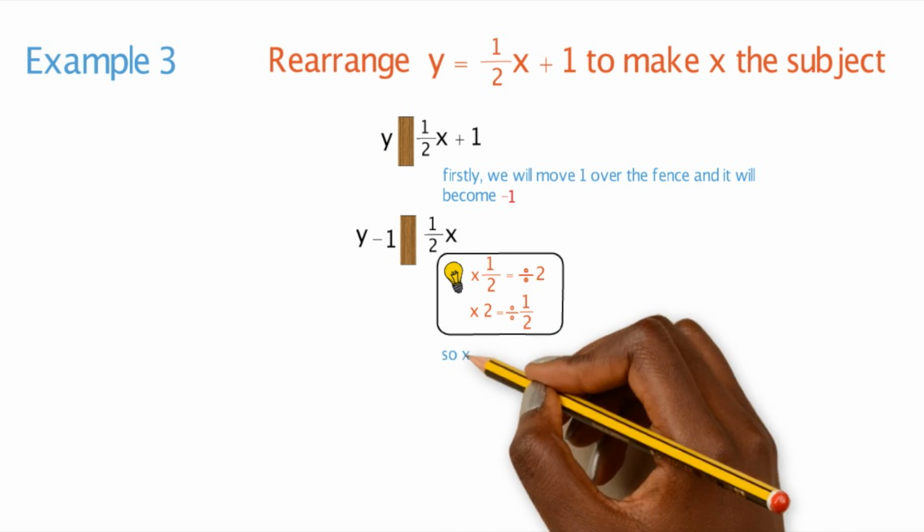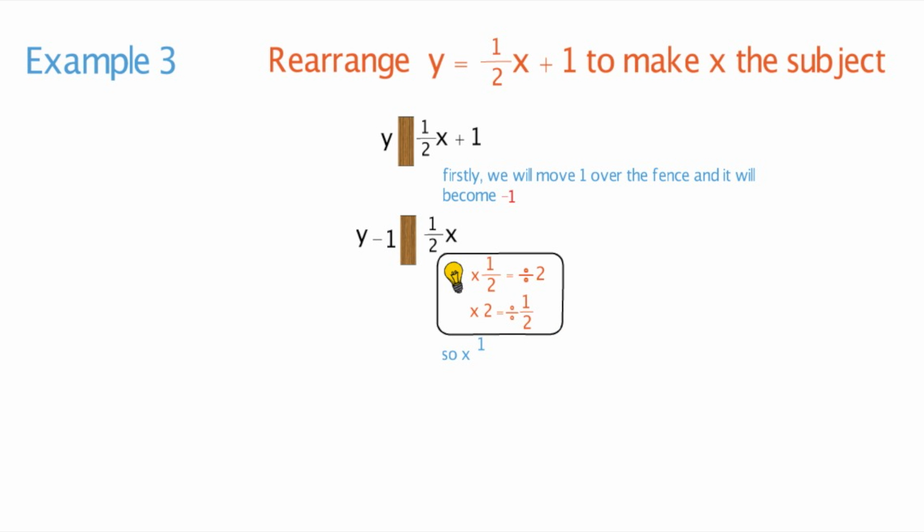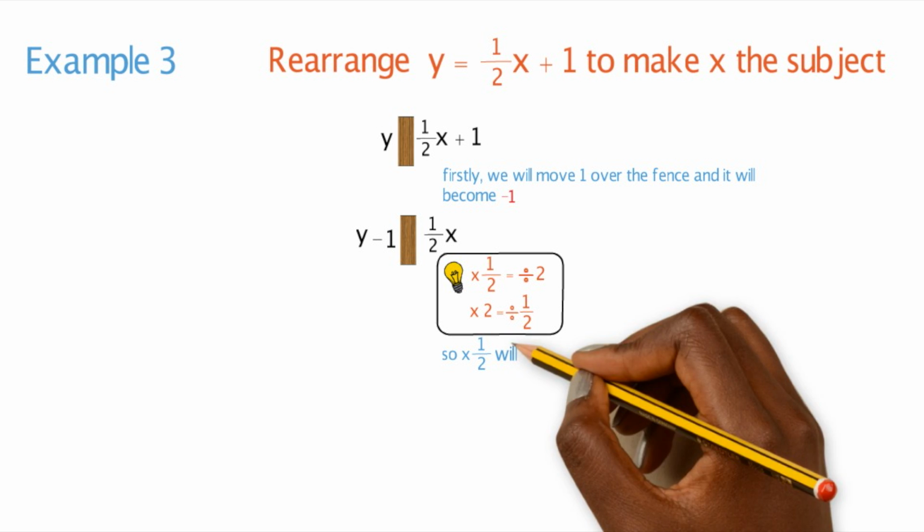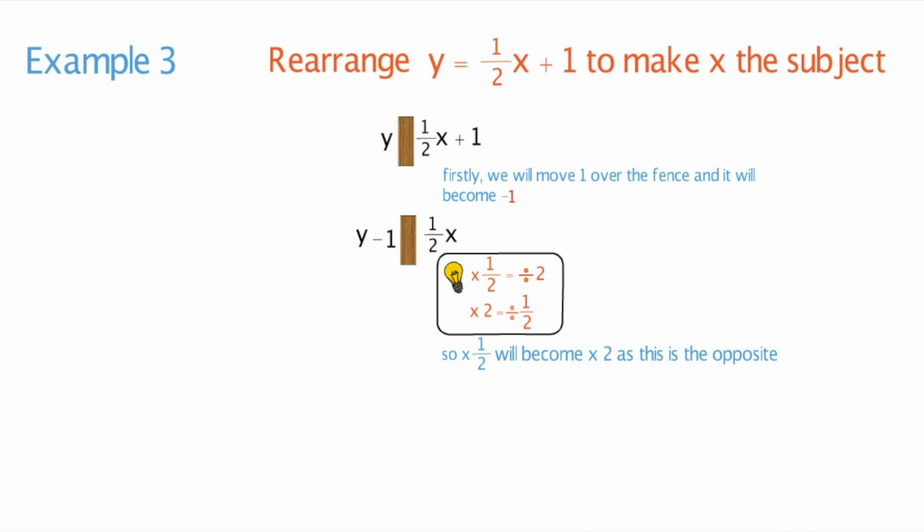The reason why I'm saying this is because if we've got a half x, you've got a half times x. If you now move that over, that becomes divide by a half. Because remember, when you move it over the fence, it becomes the opposite. But remember, divide by a half is the same as saying times by 2. And writing times by 2 rather than a fraction over a fraction is so much neater.